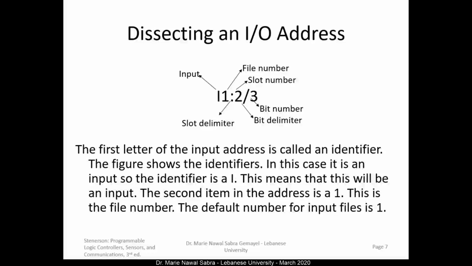So if I have more than 16 inputs, I have to take another input module. Therefore, I have to take another slot number. So I have a slot delimiter and a slot number. This is where I want to plug in the input module. Then I have the slash, and the slash always represents the bit delimiter. After the slash is the bit number. If I have a whole module of 16 bits and I want to know which input I am addressing, I have to check, within the module, the number of the input.